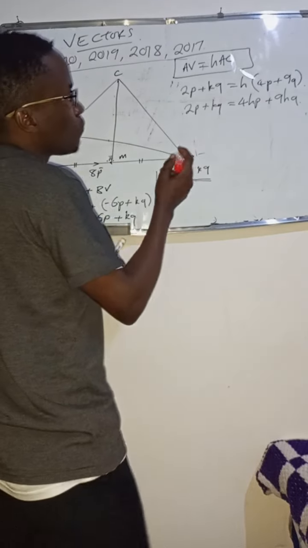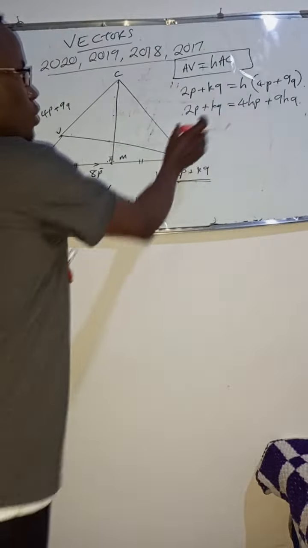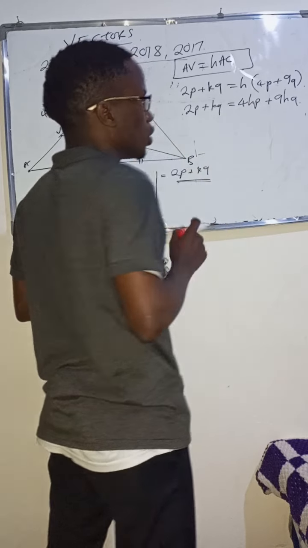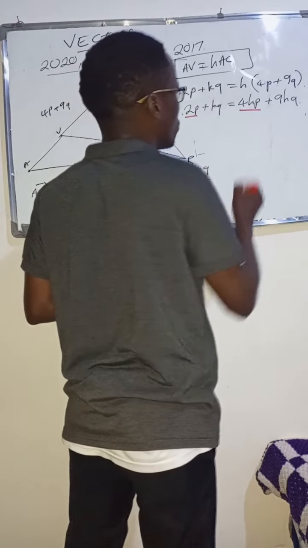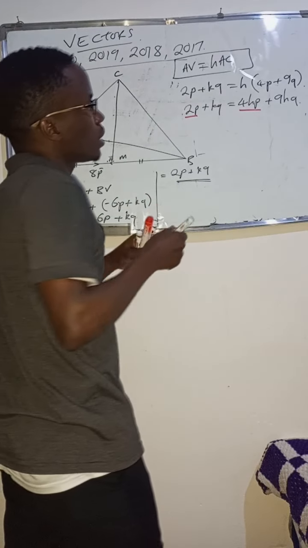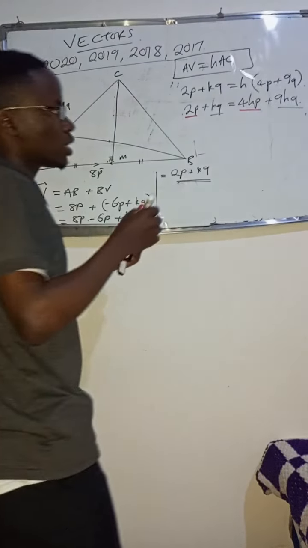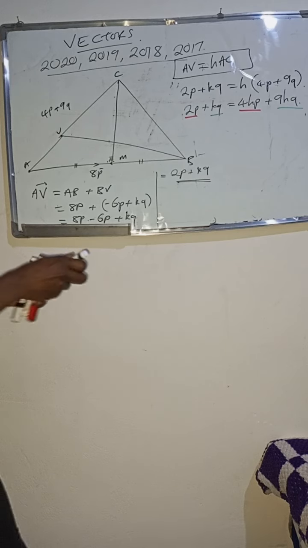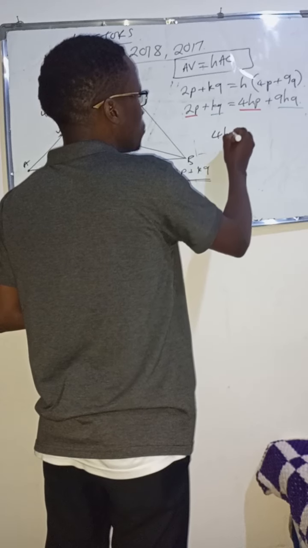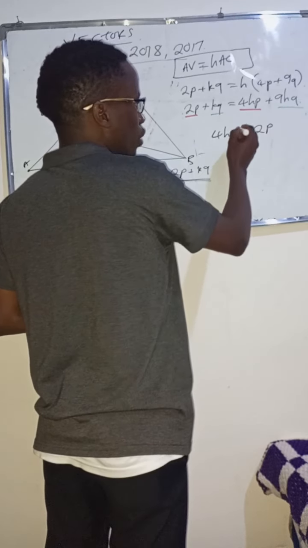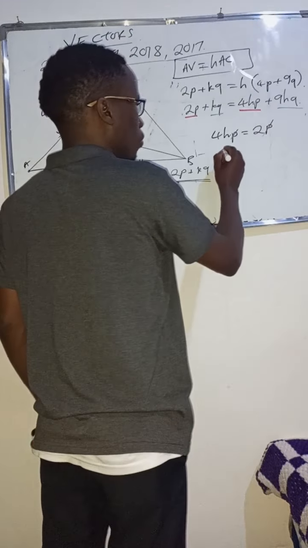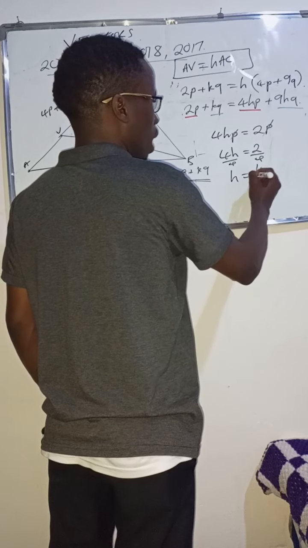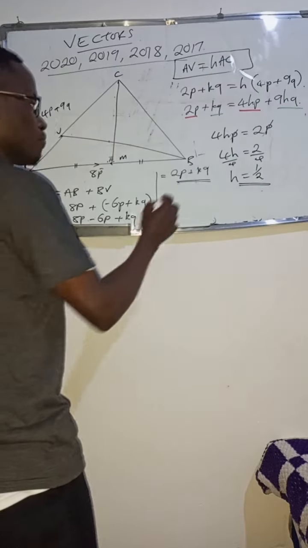So for these two to be equal, the coefficients of P on this side and on that side should be equal, and the coefficients of Q should also be equal. So we're saying that 4HP is equal to 2P. Obviously we can cancel out the P, so 4H is equal to 2. Divide by 4, so H is equal to half.